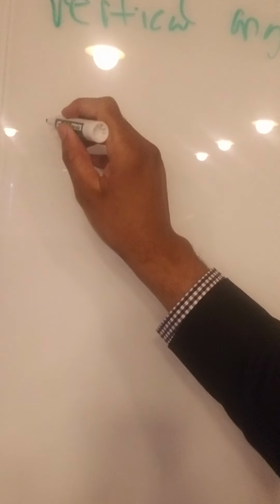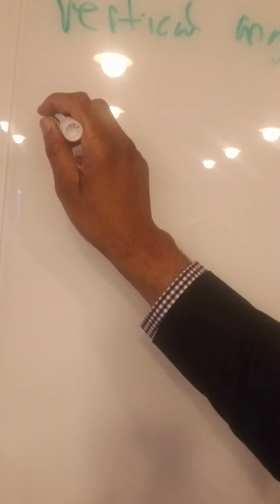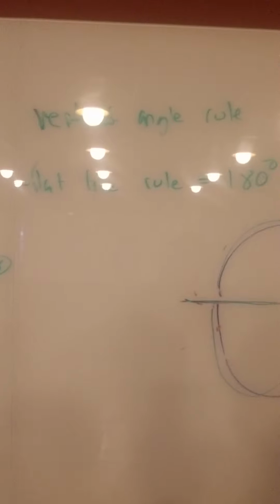And again, if you want to learn more about this, because my conceptual visual perspective is a little confusing, just look up vertical angle rule online, and also look up flat line rule, I guess you could call it. Flat line rule equals 180. Okay, so that's what you can find online.